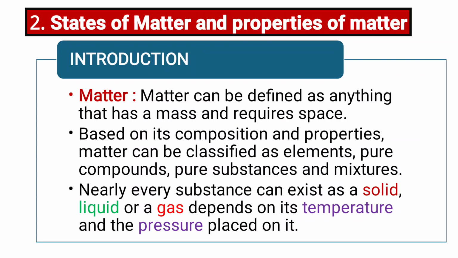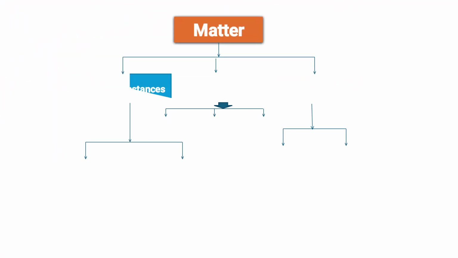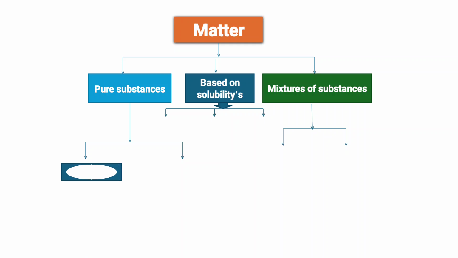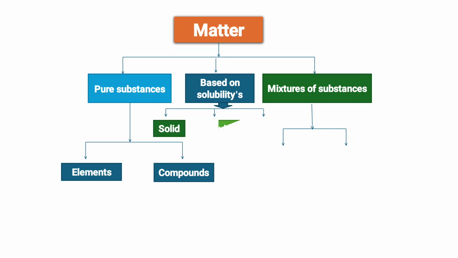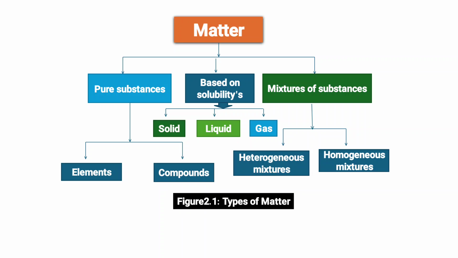So, state of matter and properties of matter. Matter means anything that has mass and requires space, based on its composition and properties. Matter can be classified as solid, liquid and gases. Matter is classified into pure substances and mixtures. Pure substances are elements and compounds. Mixtures are homogeneous, single phase, and heterogeneous, biphase, such as suspensions and emulsions. So those are the types of matter.